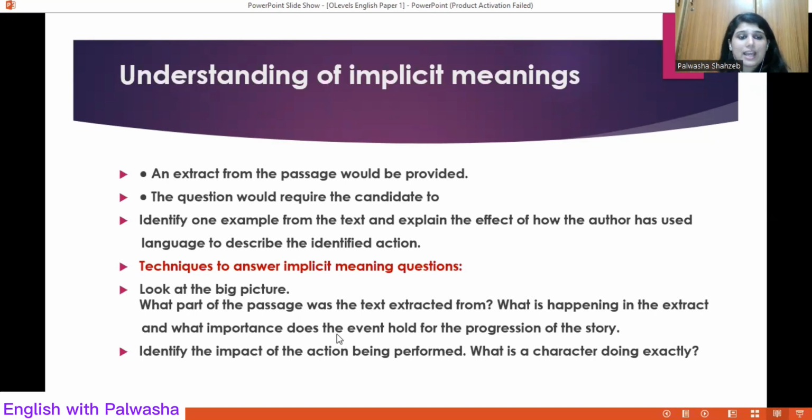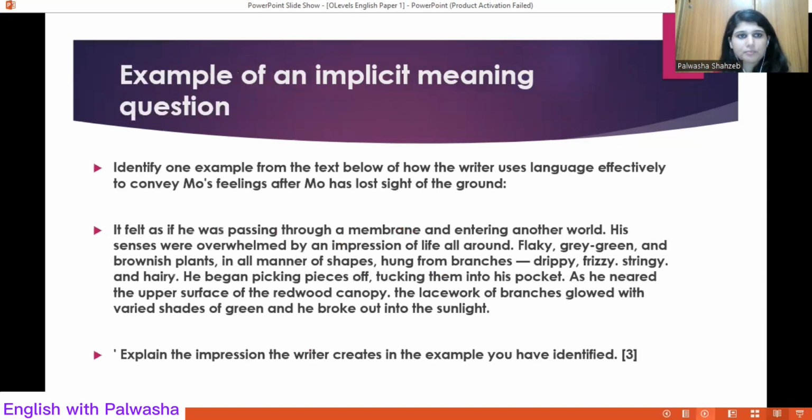What is happening in the extract, and what importance does the event hold for the progression of the story? Identify the impact of the action being performed and what the character is doing exactly. Then you're going to easily explain that in detail, because this question is of extreme importance in this paper. So try to do it in the best possible manner.